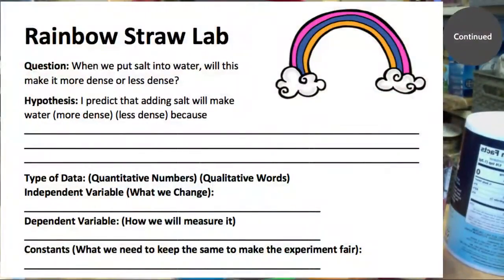The dependent variable, how will we measure it? We're looking for whether or not the water mixes together or whether it stays stacked in a nice rainbow. Some things that we're keeping the same, we're not changing the amount of salt in each individual cup. The temperature is the same, which is a very important one because temperature would make a huge difference here. The water is all about the same temperature. We're going to put the same amount of water for each color in.